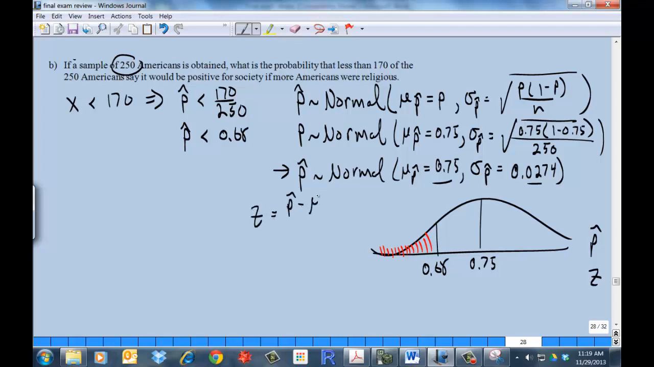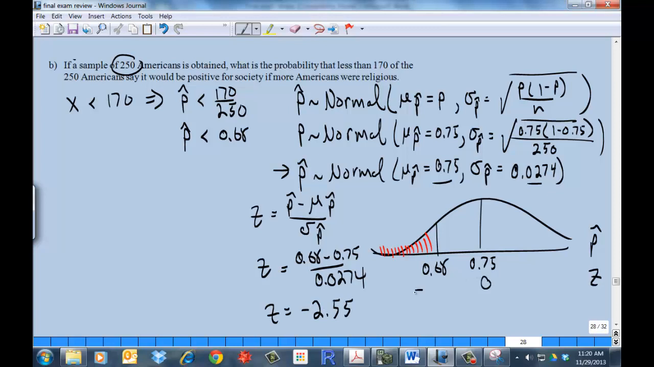So p hat minus mu p hat over sigma p hat. 0.68 minus 0.75 over the new standard deviation. This is the new standard deviation, 0.0274. So the z-score we get is minus 2.55. So the mean goes to 0, and this p hat becomes a z-score of minus 2.55. Now we can convert.